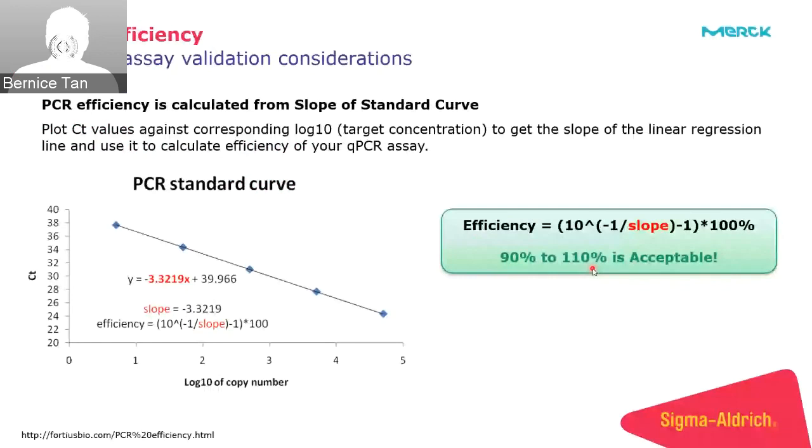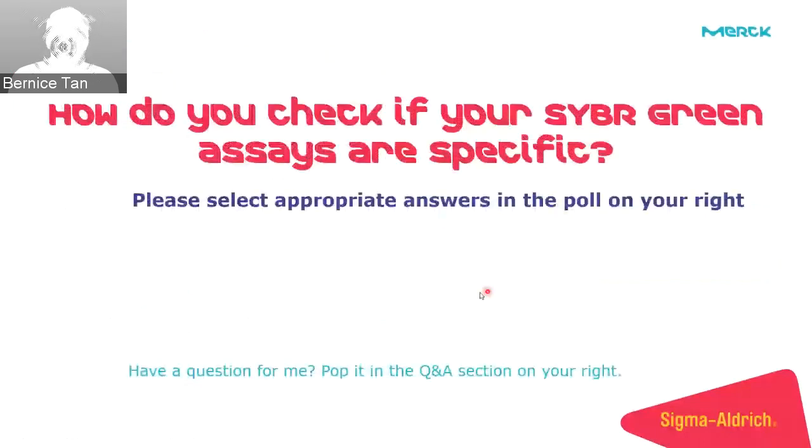So now, this takes us to the last poll, which is switch on. So how do you check if your SYBR Green assays are specific? I mentioned this before, so if you're listening, you probably will get the answer right. I'll give you 10 seconds to answer this poll again.